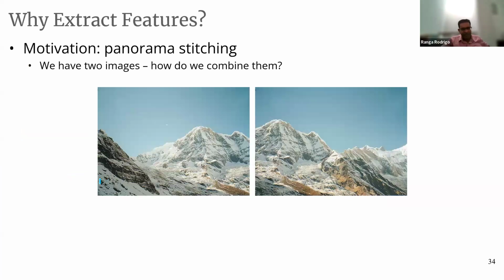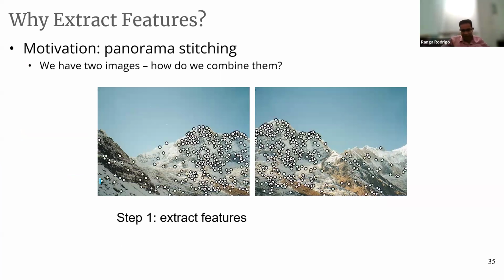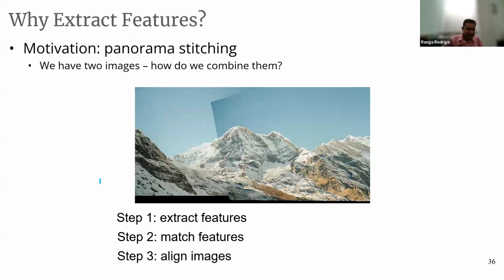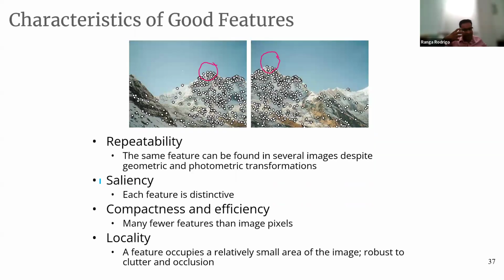So why are these corners important? If we have two images, we can perhaps combine them. So we detect features, extract features, match them, and then align images. I will give you an image alignment exercise as an assignment. For this, these corners are important, and they must be good features. They must be repeatable. That means if you detect them in the first image, they must be seen in the second image also. That's the repeatability.